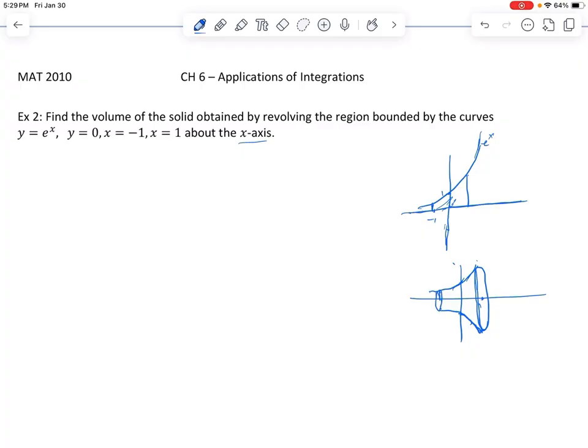So a disk, for example here. What is the radius? This is the radius, and what is that? That is f of x, or e to the x.